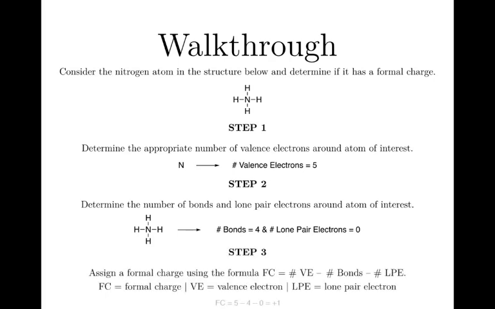Last step, we're going to assign formal charge using the following formula, where formal charge is the number of valence electrons by default, subtracted by the number of bonds present around the atom of interest, subtracted by number of lone pair electrons around the atom of interest. And for our case, it would be 5 minus 4 minus 0, which gives +1 for the nitrogen. And this is the ammonium cation.